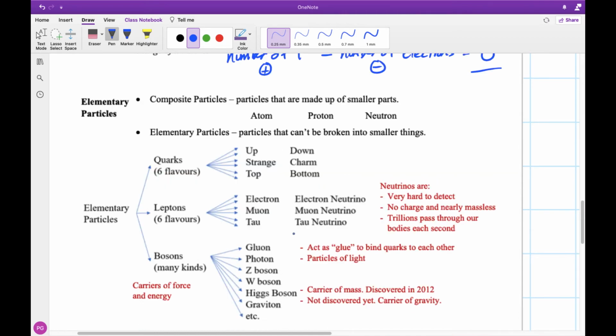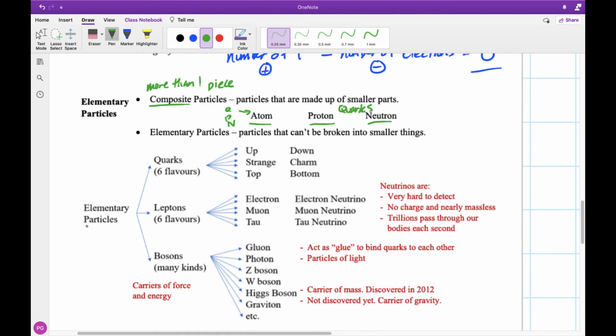And as it turns out, we can break down some of our particles even further beyond protons, neutrons, and electrons. So composite particles, composite just means that it's made of components. That means that it just has multiple parts. So a composite particle is something that is made up of smaller parts, and that includes atoms, protons, and neutrons. We saw that an atom is made up of electrons, protons, and neutrons. And as it turns out, protons and neutrons are both made up of something called quarks.